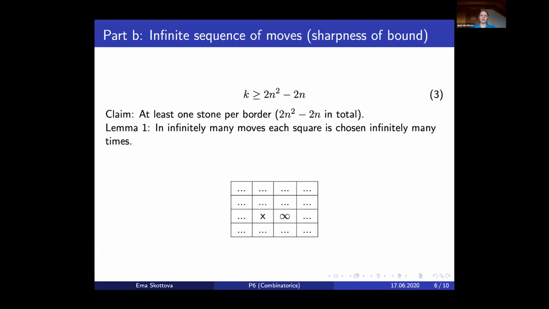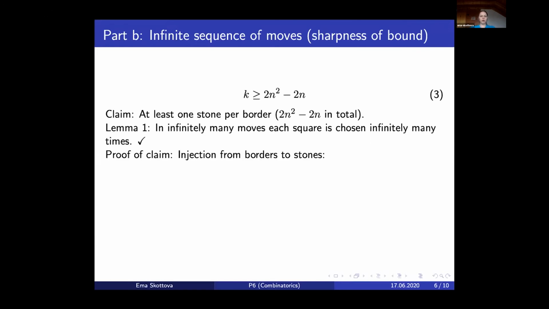This means that there cannot be a square that is chosen only finitely many times. So we have proved this lemma, and now we will go on to prove that claim. And for that, we will need an injection from the borders to the stones. Now, again, we are only looking at the internal borders between two squares. And how will we construct this injection? Well, to each border, we assign the first stone that crosses that border.